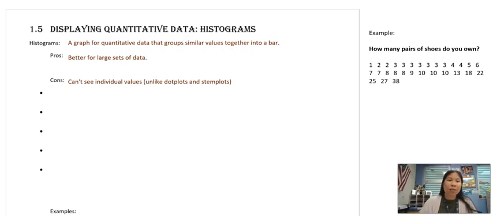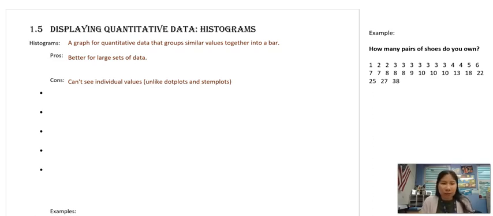The reason we make histograms instead of our other graphs like the dot plots or the stem plots is because histograms are better for large sets of data. So when you're dealing with dot plots and stem plots, you had to list out every individual data point, versus in a histogram, you're just grouping things together. So it's easier to count, easier to see, easier to summarize.